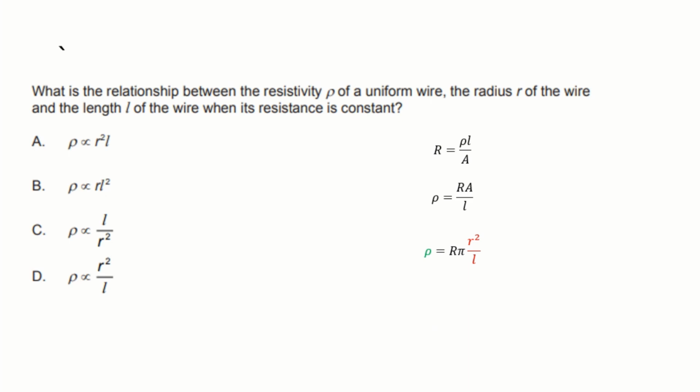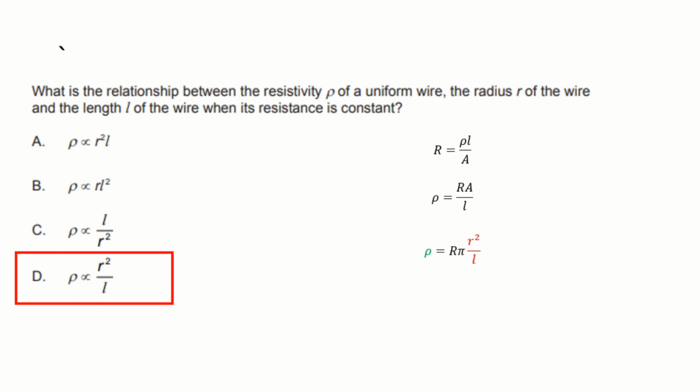Okay, now I've just substituted in there the area is equal to pi r squared, and I've brought the pi out of our little bracket there, and we've got our equation, which is rho equal to R times pi, all times r squared over L. And that is going to be our relationship there.